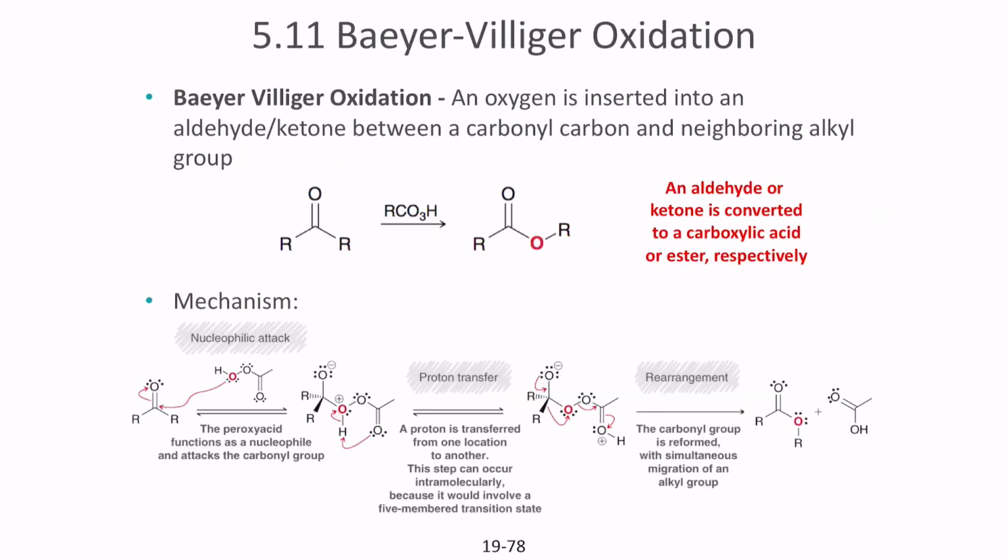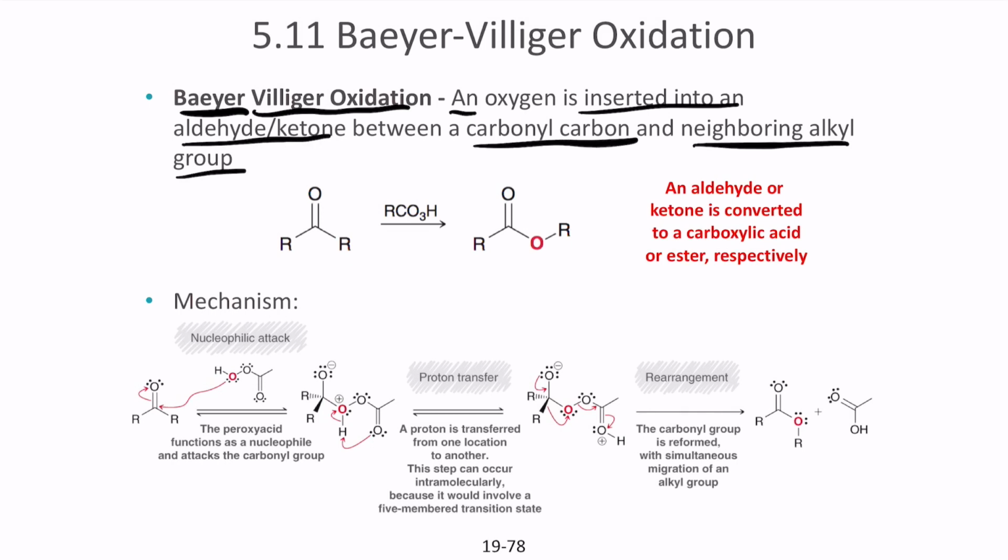Next, let's take a look at the next reaction, Baeyer-Villiger oxidation. An oxygen is generally inserted into an aldehyde or a ketone group between a carbonyl carbon and a neighboring alkyl group. So what you are doing here is converting: a ketone becomes an ester, and an aldehyde becomes a carboxylic acid. So that's the idea behind the Baeyer-Villiger oxidation reaction.